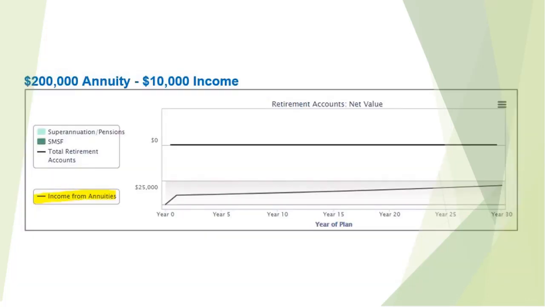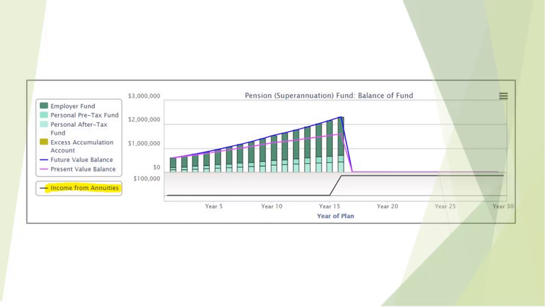If you have purchased an annuity or converted your super to an annuity, there is no resale value. Therefore, a dollar value is displayed as zero. To compensate for this, a line graph will display the value of the income from the annuity each year. Here is a graph of a superannuation account which is being converted to an annuity.